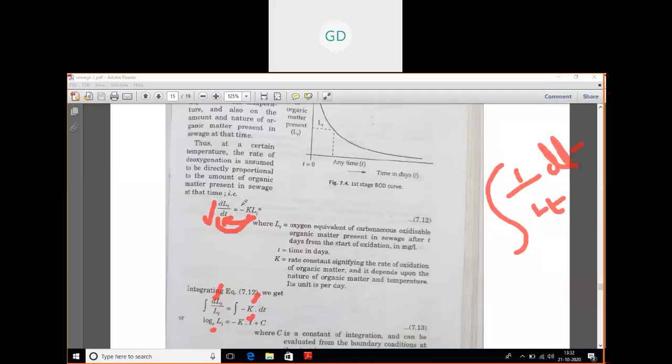One more thing I forgot to tell you: why this minus sign is here. Because the curve is continuously decreasing, for that reason the minus sign has come here. So after you got this equation, log base e LT is equal to minus KT plus C. Here we again take the condition that when T is equal to 0, LT is equal to L. You need to put this condition into this equation, and you will get the value of C. Then after getting the value of C, you again put this C value in this equation.